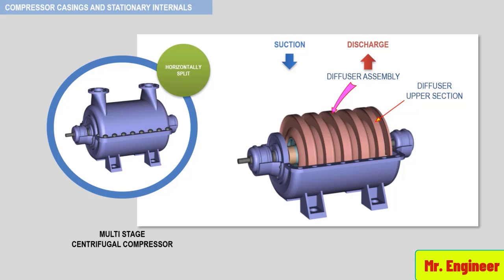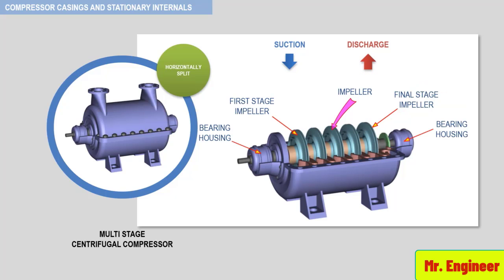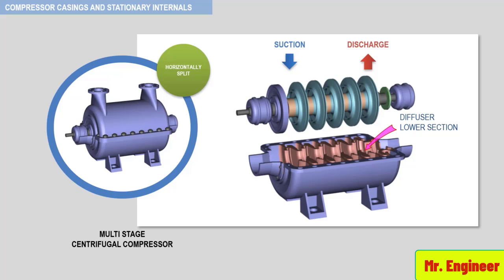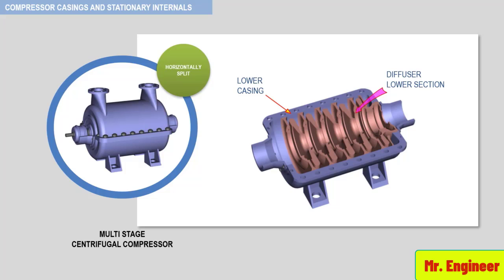So let's remove the diffuser upper section. Now we can see the rotor or the shaft and the impeller assembly. Let's go further ahead and remove the rotor to examine the casing lower section. And here you can see the casing and the diffuser lower sections from a different angle.